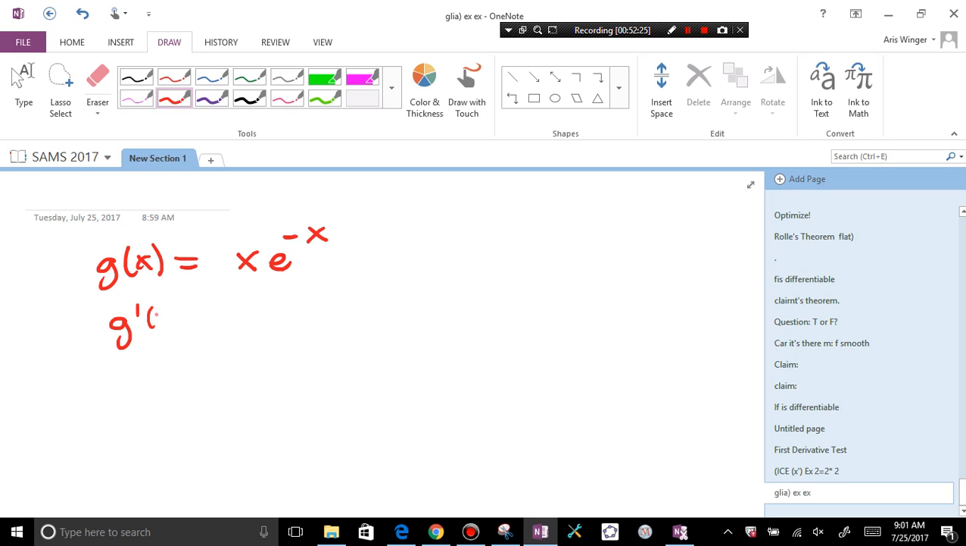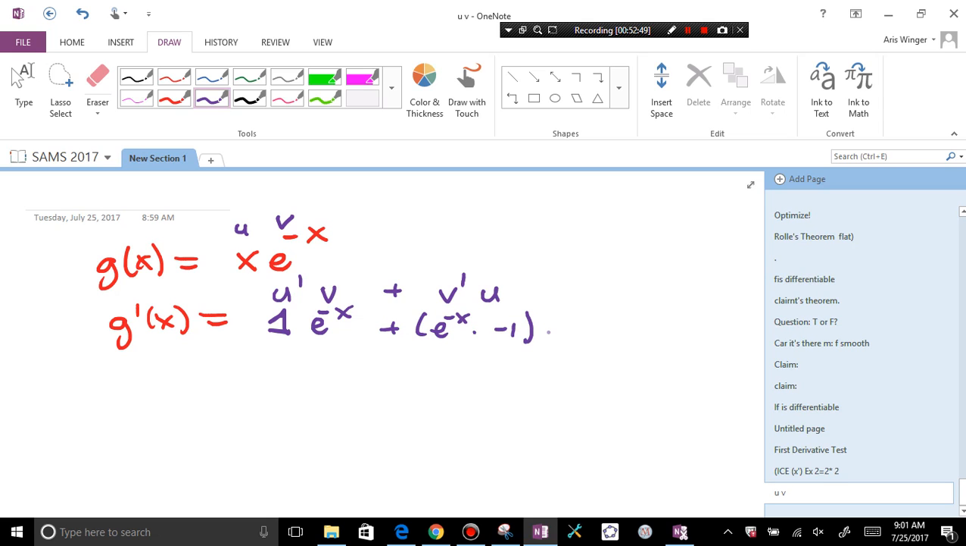g prime of x. Product rule, chain rule. u v, u prime v plus v prime u. The derivative of u is 1 times v, plus the derivative of v, which is e to the minus x times minus 1, times u, which is x. I need that to be 0. e to the minus x minus x e to the minus x is equal to 0.